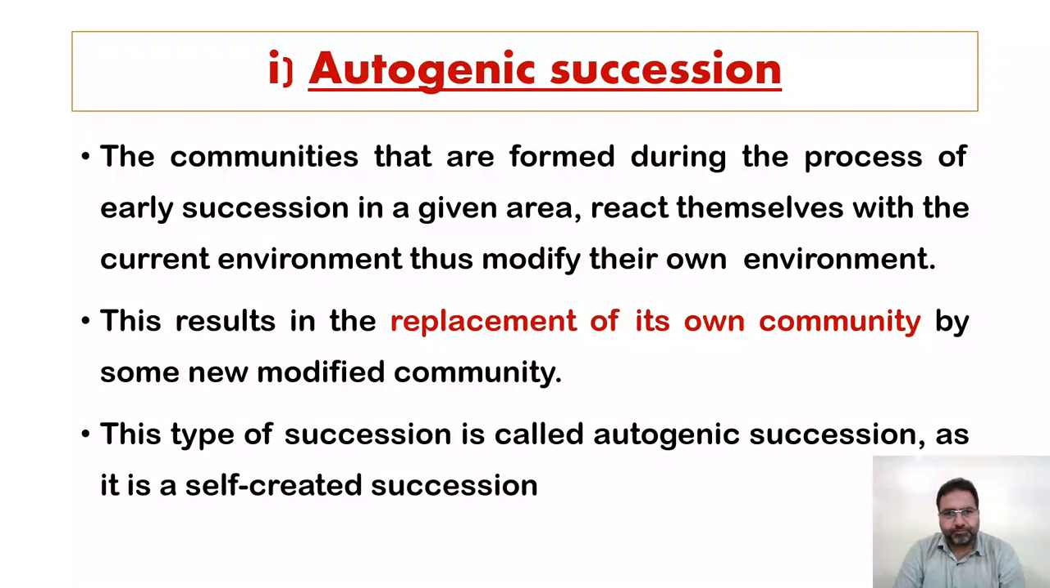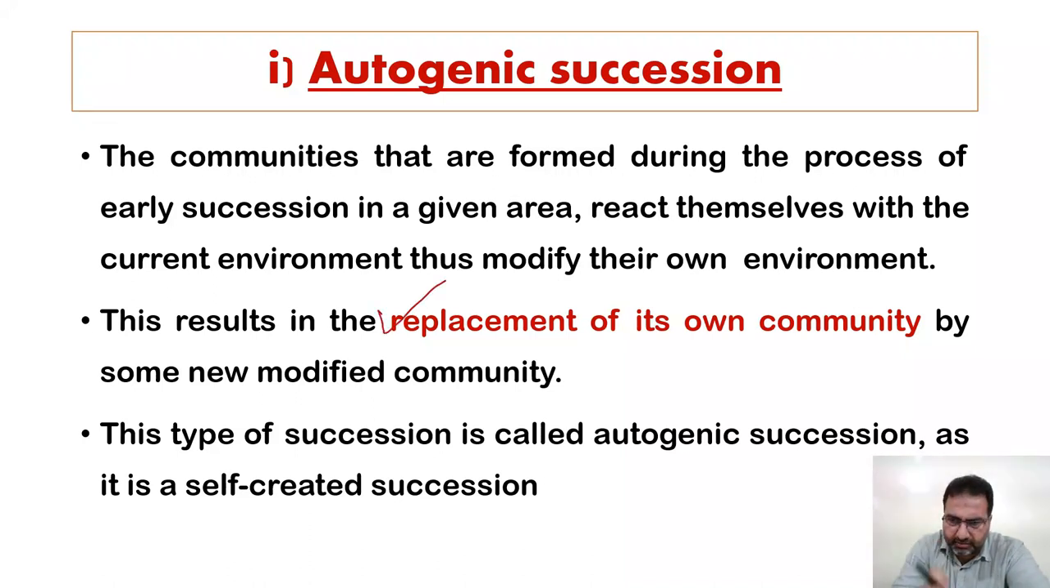Then another kind of succession, we know by the name of autogenic succession. Auto means self. The communities that are formed during the process of early succession in a given area react with the current environment and thus modify their own environment. So these communities react among themselves, and the current community modifies its environment, and then there is replacement of its own community.